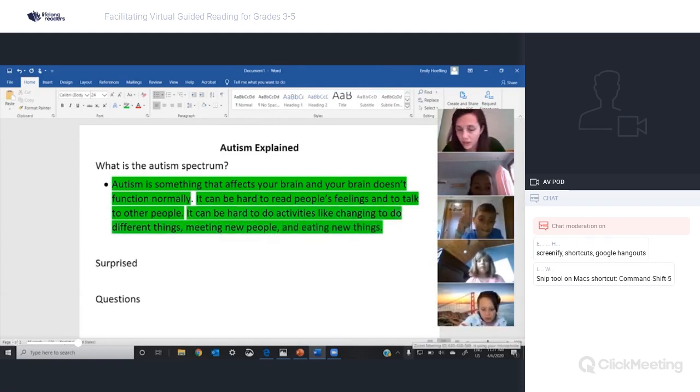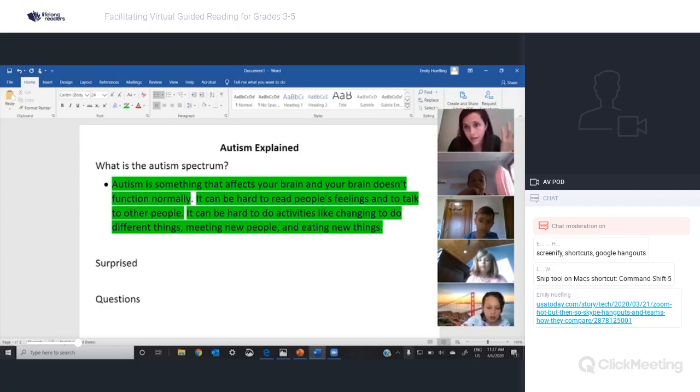Let's talk about what we just did, okay? To make sure that we understood, we started to put what we learned into our own words. And then as we put it in our own words, we had to check to make sure there was really evidence for what we were putting into our own words. That was an excellent job. And now we understand what autism is, or at least a little bit more than we did before.